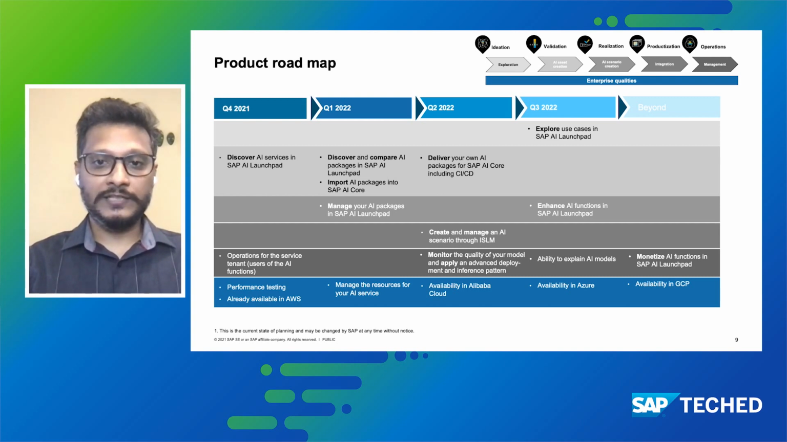On the enterprise quality side, you have options to manage resources for your own AI services and workloads. For Q2 2022, we would like to validate how to deliver AI packages in AI Core, including support for CI/CD. On the realization, we would like to manage AI scenarios through ISLM.